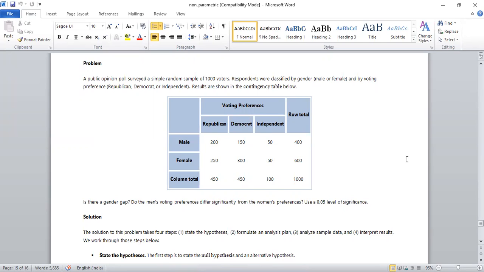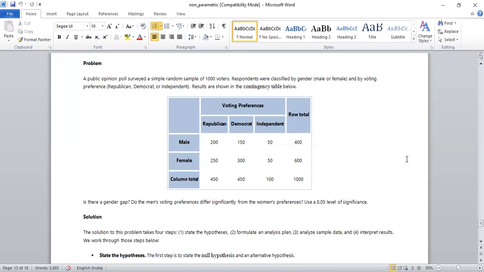A public opinion poll surveyed a simple random sample of 1000 voters. Respondents were classified by gender, male or female, and by voting preference. Results are shown in the contingency table below. So, is there a gender gap? Do the men's voting preferences differ significantly from the women's preferences? Use the 0.05 level of significance.